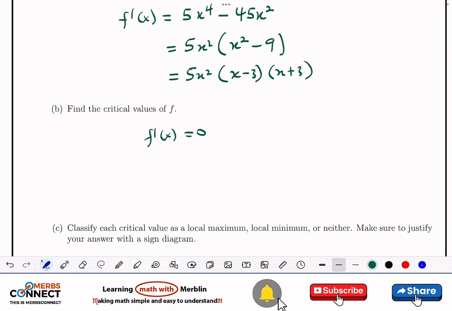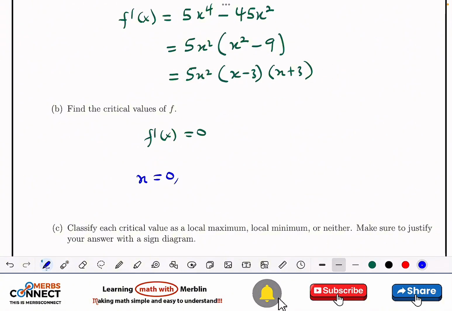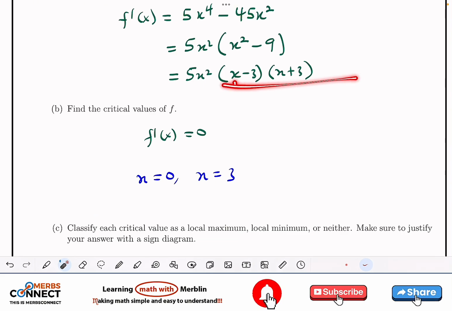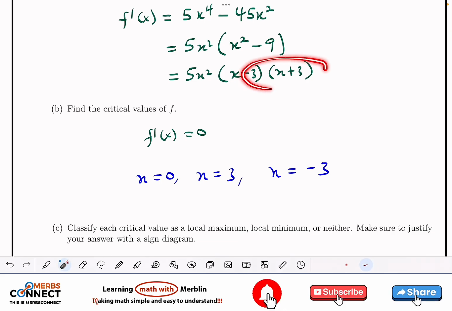Critical points are the values that make this 0. It is not hard to see that when x is equal to 0, this will blow up to 0, because 0 times this will be 0. And then when x is equal to 3, when I put 3 here, everything goes to 0. And then when x is equal to minus 3, this will blow up.